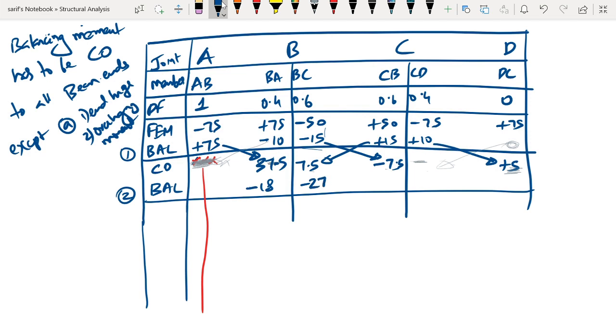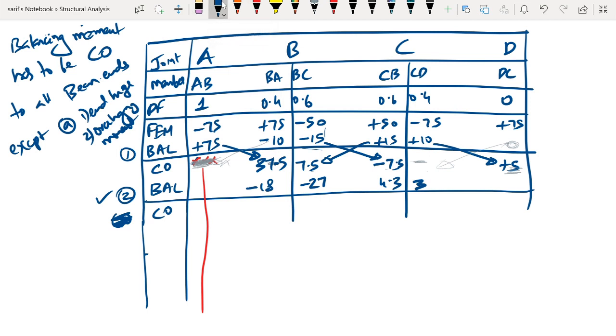Minus 7.5 can be balanced by adding plus 7.5. Again we have to distribute it, we will get 4.3, and we will be getting 3 here. Okay, so that completes the second cycle of balancing. Next we have to carry over again. So how do we carry over?